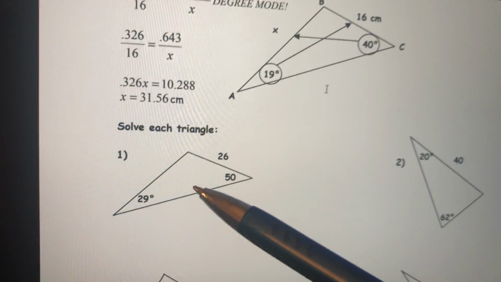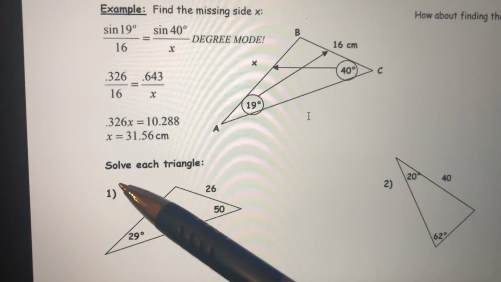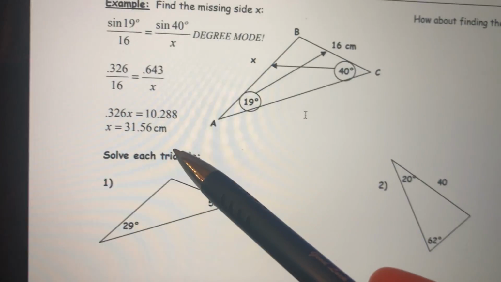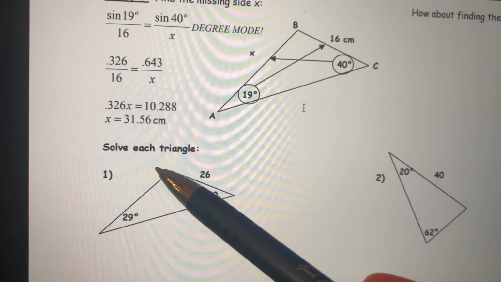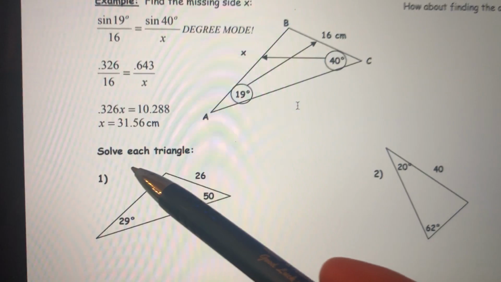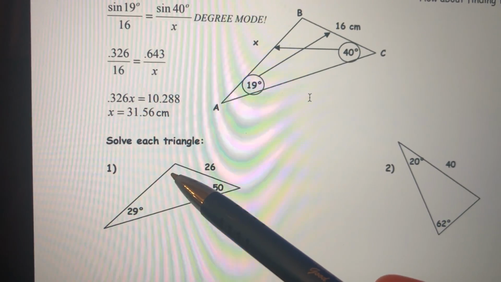All right, so I'm going to do this problem for you just to make sure we are all on the same page. Now, this one said solve each triangle. A couple of people were asking me, do I have to find all the legs or all the angles? Whenever you see solve the triangle, that means everything that's missing needs to be solved for.